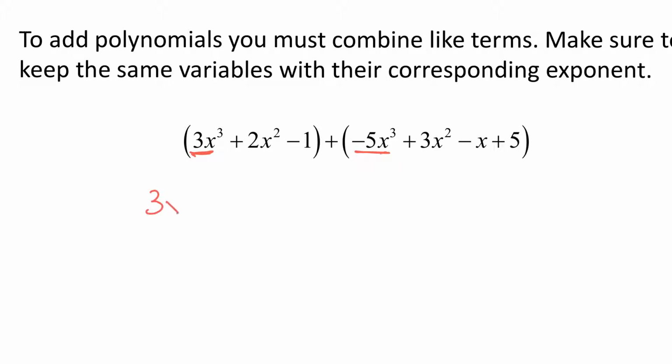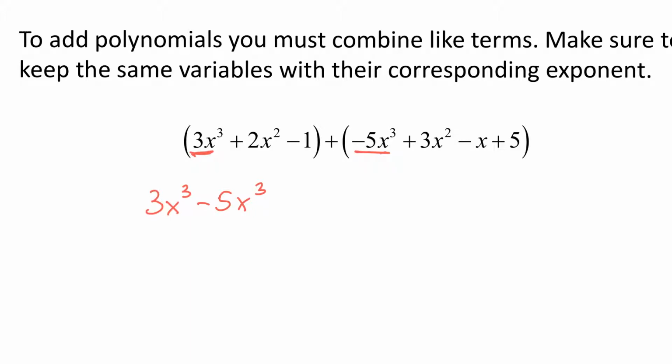I'm going to have a 3x cubed, and I'm going to have a plus a negative 5x cubed. But guess what? I don't need a plus and a minus side by side. So I'm just going to keep the sign of the term, a minus. So I'm going to put a minus 5x cubed right here. And that's what happens. If you're adding a negative, you don't need to put the plus. A plus, a minus is just a minus in between.